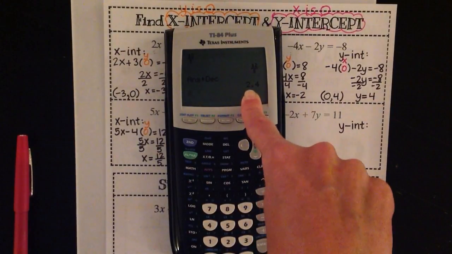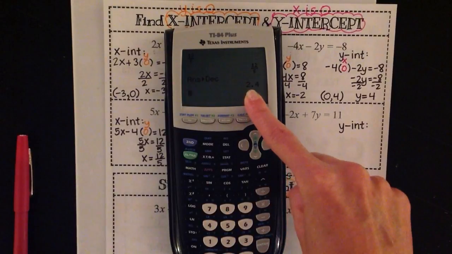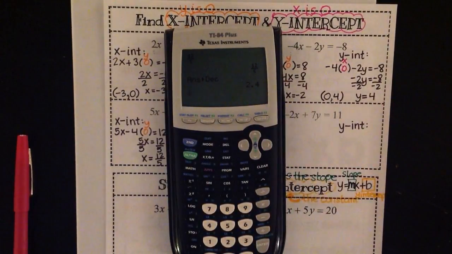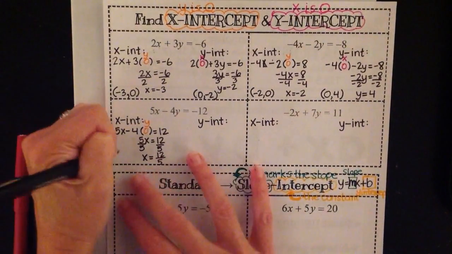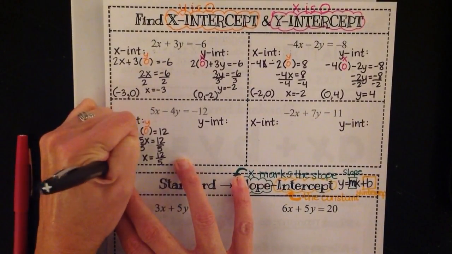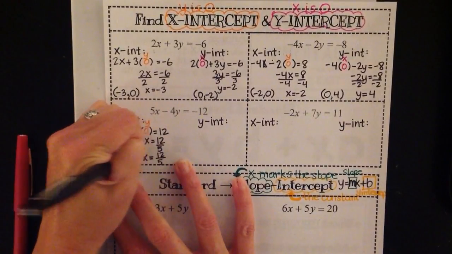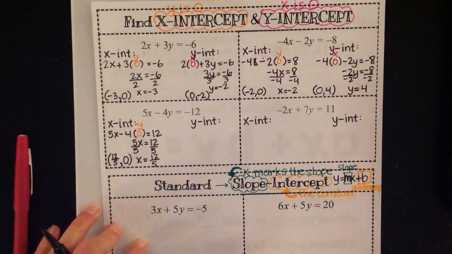It can cross the x-axis at 2.4, because remember, my graph line can cross anywhere on the x-axis, and 2.4 is a number on the x-axis. So your x-intercept does not always have to be a whole number. All right, so my point is going to be 12/5. I'm going to go ahead and write it as the fraction just because of space, comma 0. But if I saw 2.4, comma 0, that would be the same ordered pair.